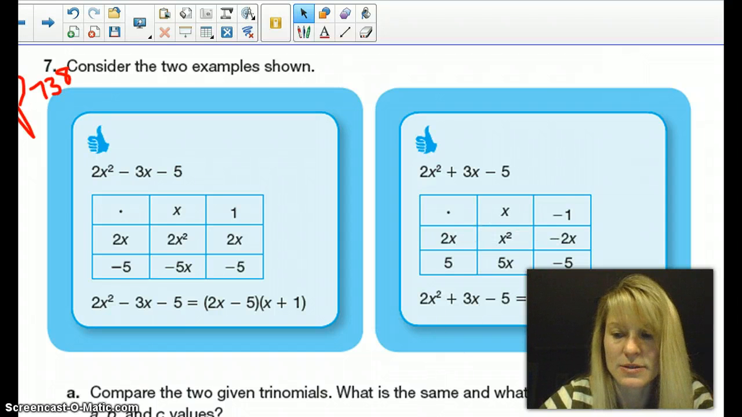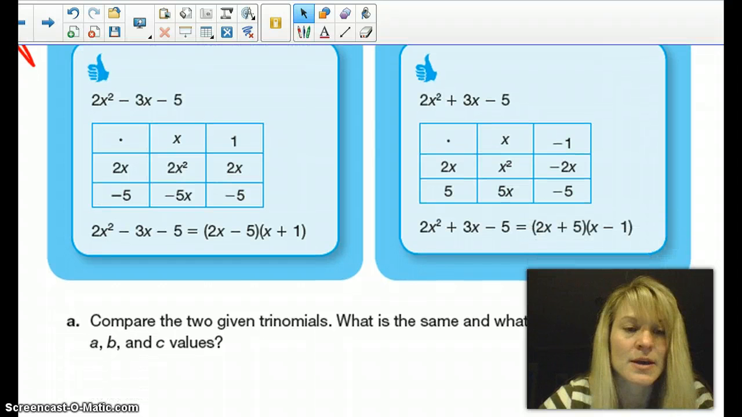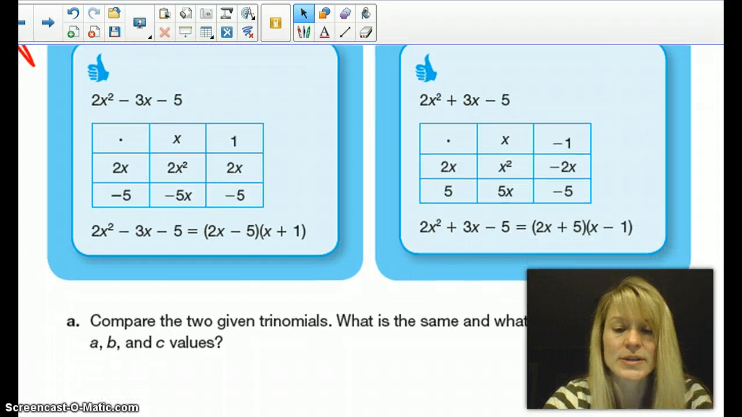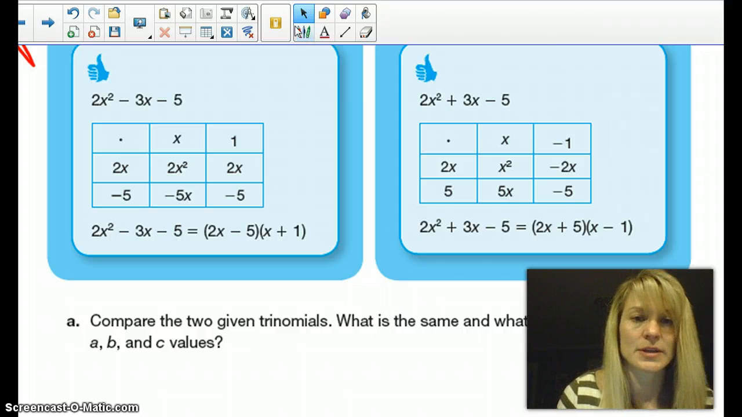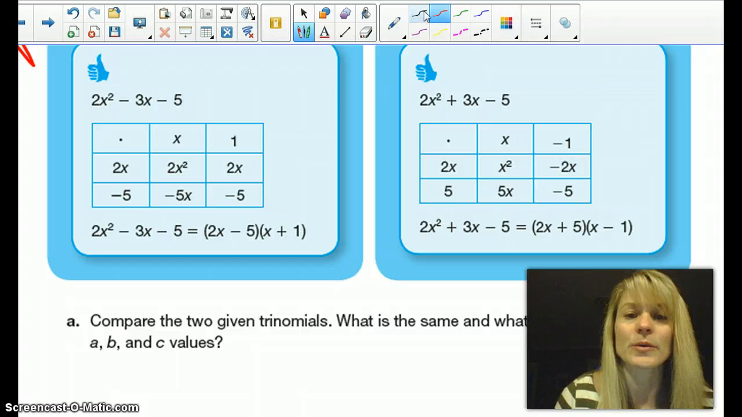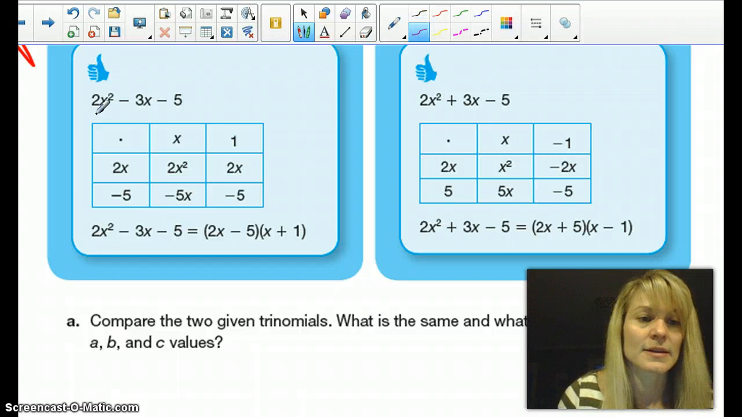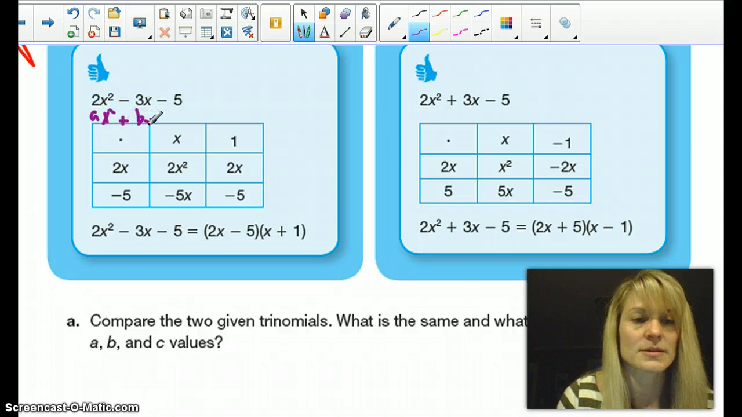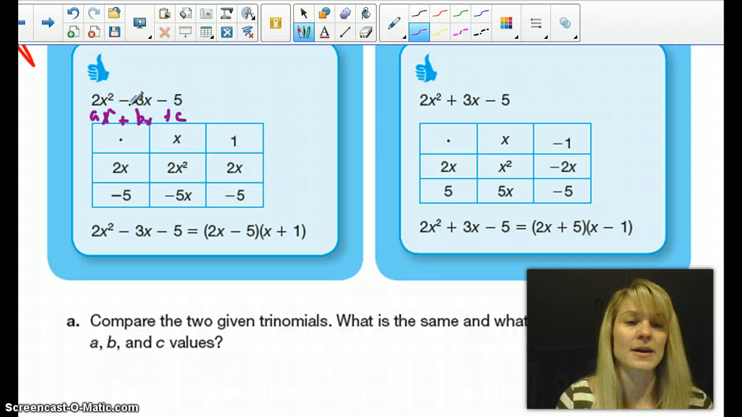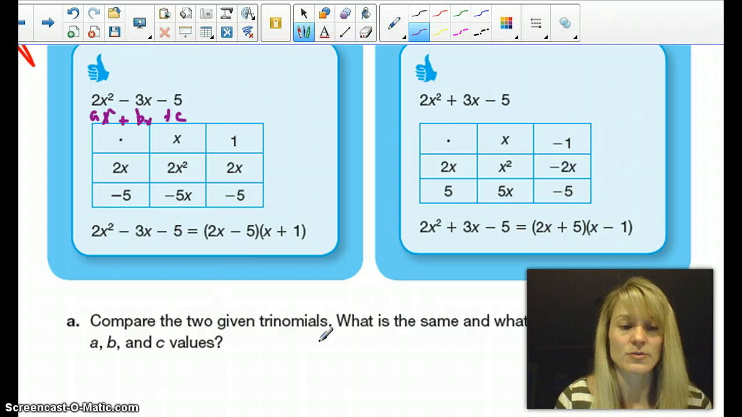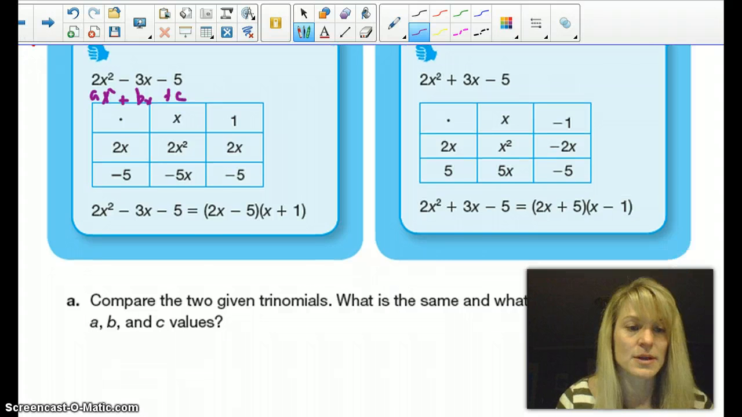And then the first question says, compare the two given trinomials. What is the same and what is different about the a, b, and c values? And hopefully you know that in this standard form equation it's ax squared plus bx plus c. So based on that, you should be able to take the a, b, and c values here and write a little sentence about what is the same and what is different about those values.